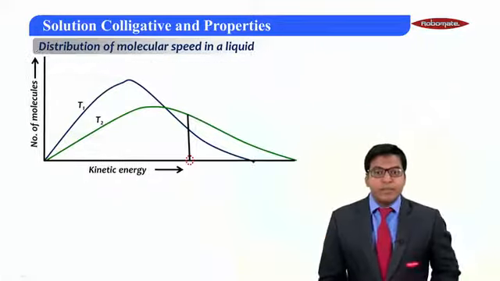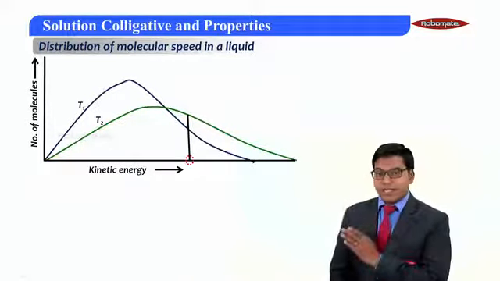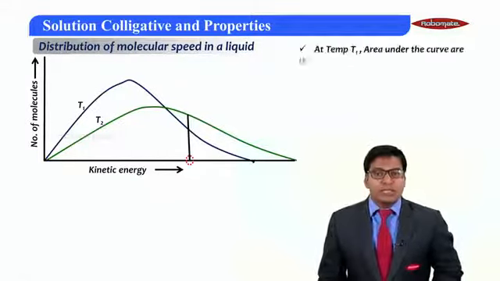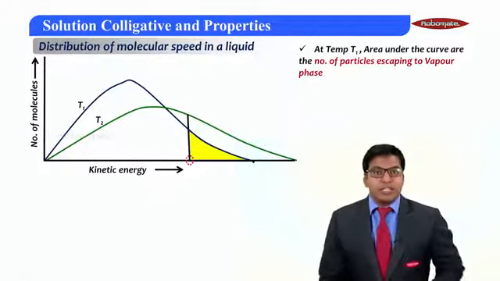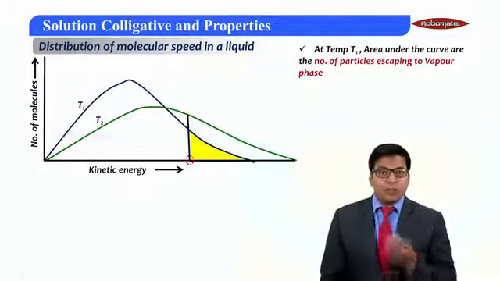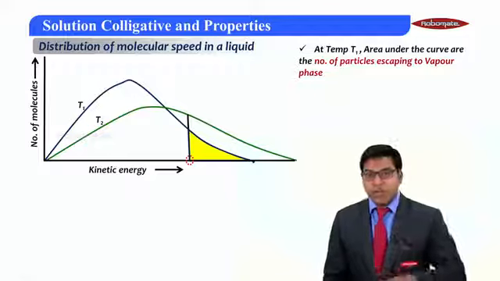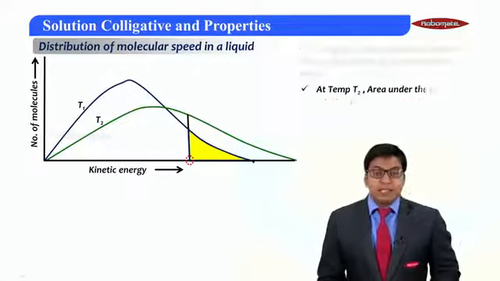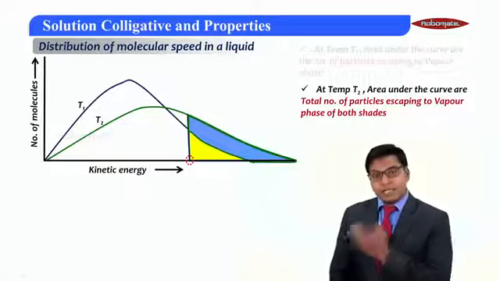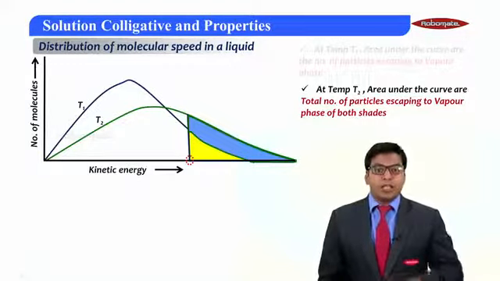Now, if this minimum kinetic energy is drawn towards the curves, it will touch them at two different points. Then they will generate an area under the curve. So let us see what exactly it represents. At temperature T1, the area under the curve represents the number of particles which are escaping out to the vapor phase. So that yellow colored area shows how many particles have escaped at temperature T1. Similarly, at temperature T2, you could see this blue shaded part as well as the yellow part. Both of them combined are the total number of particles escaping out to the vapor state.